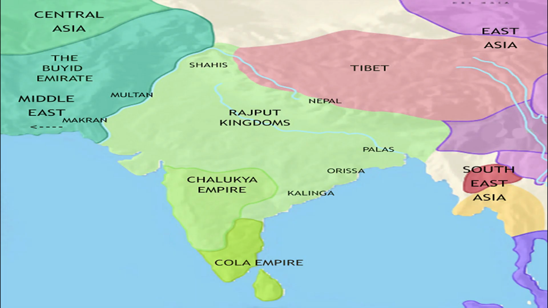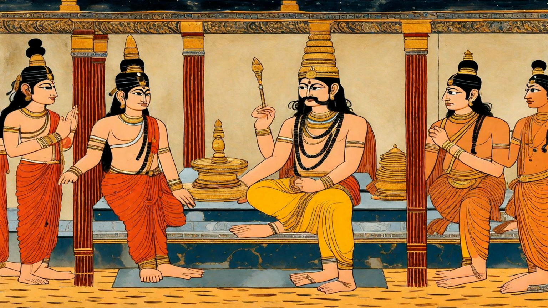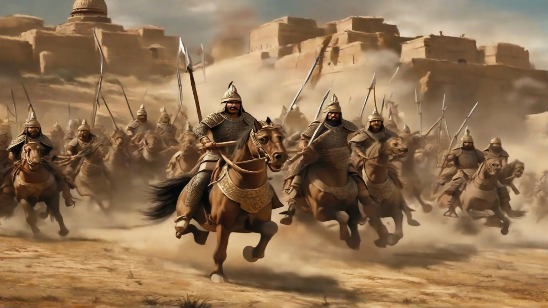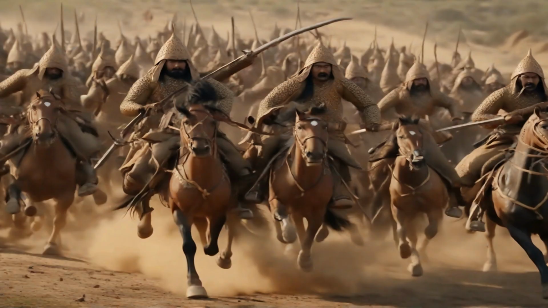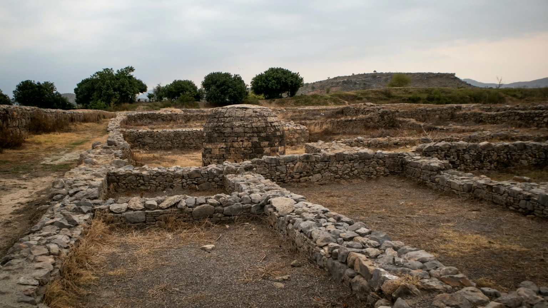Third, India was politically fragmented in the late 5th century CE, which made it easier for the Huns to invade and conquer. Finally, the Indian kingdoms were militarily weak at the time, and they were no match for the well-organized and well-equipped Hun army. The Huns invaded India from the northwest, and they quickly conquered a significant portion of the subcontinent. They ruled over India for about 50 years, and their reign was marked by widespread destruction and carnage.